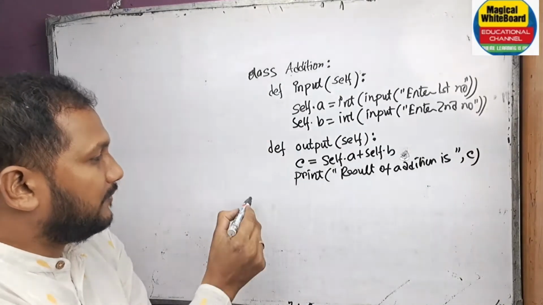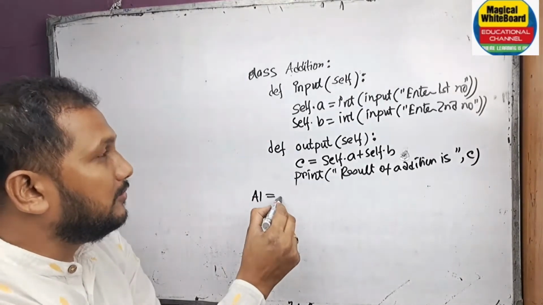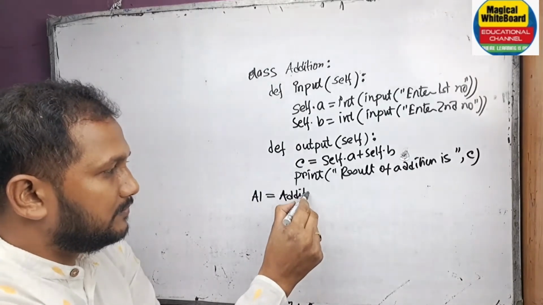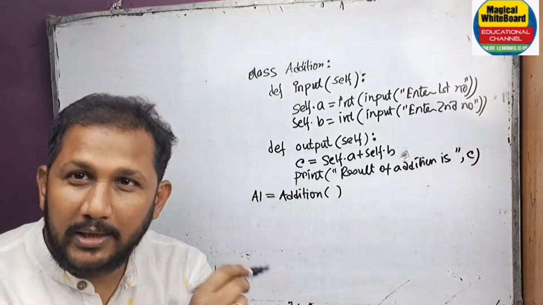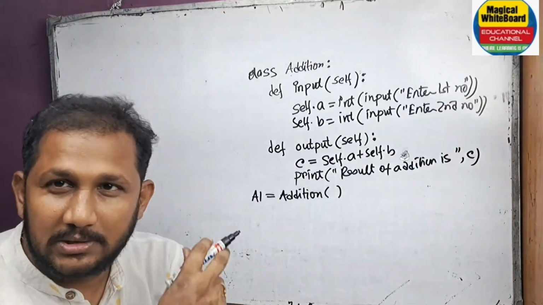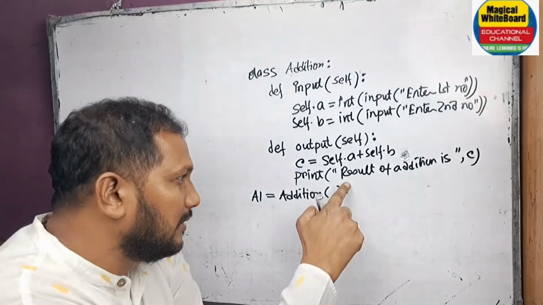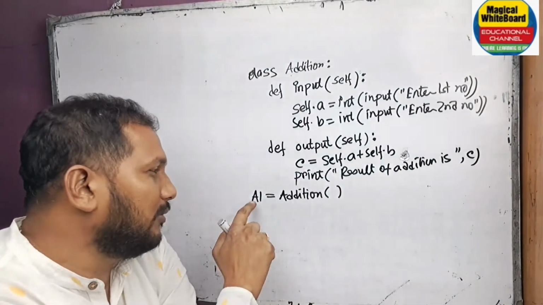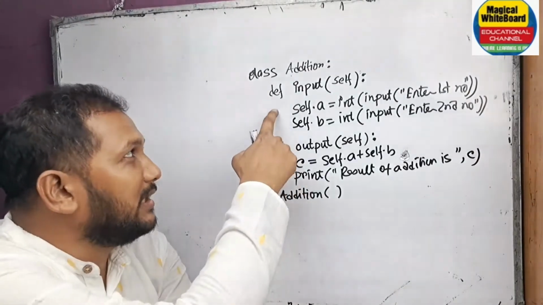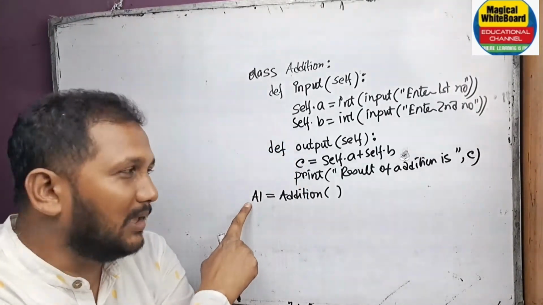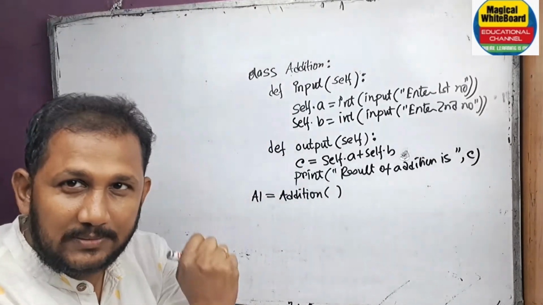Write the object. Suppose the object name is a1. a1 equal to addition, and there are parentheses. No need to write anything within the parentheses because there is no constructor. So this is the object. a1 is the object of the class addition. Once a class is created, you can create the objects. So class is the logical structure and object is the instance of the class.